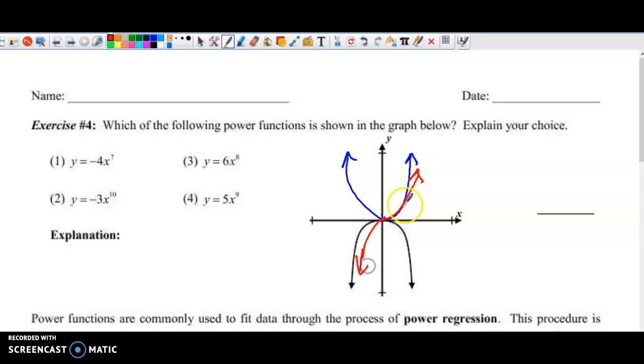So definitely not the red curve, because the red curve ended in opposite directions. And the thought process was, if you had the red curve, we had an odd power. So as I look at my options, we don't want the odd power where they have the opposites. So it's not to the 7th, that's an odd number, and it's not to the 9th, that's an odd number.